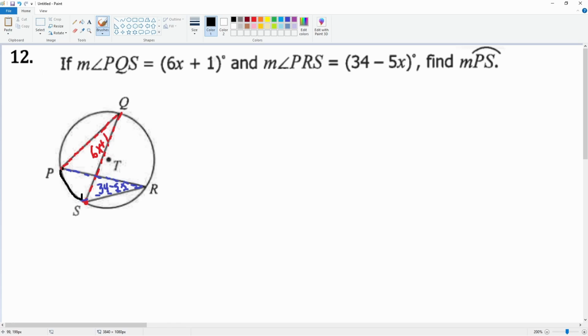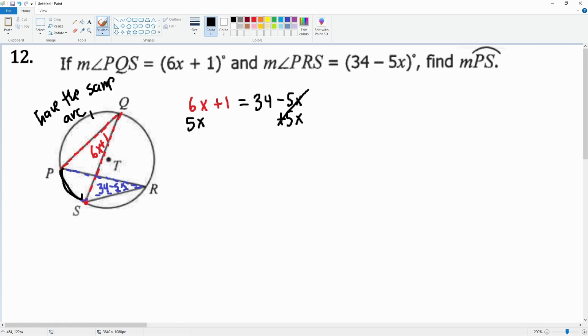So, because they're the same here, I can say 6x plus 1 is equal to 34 minus 5x. Why? Because again, they have the same arc. That's why the inscribed angles are the same. Now I can solve. Plus 5x to both sides. That's how I get this to cancel.